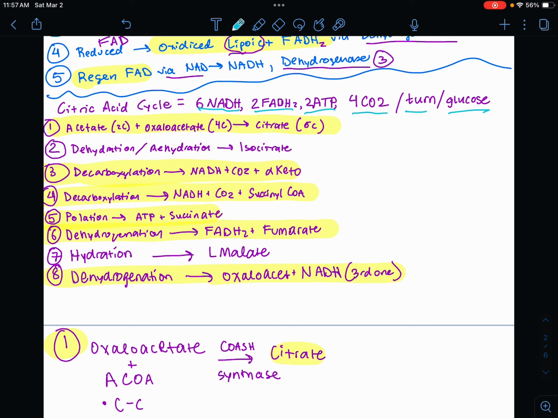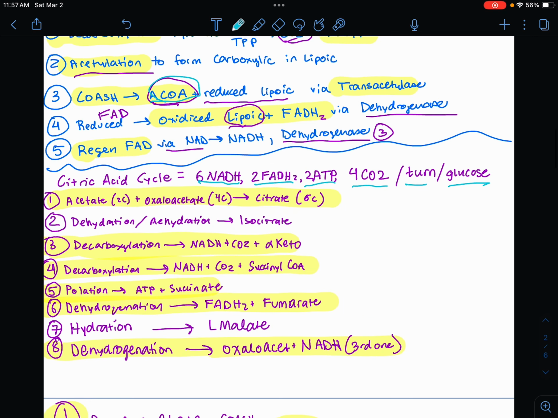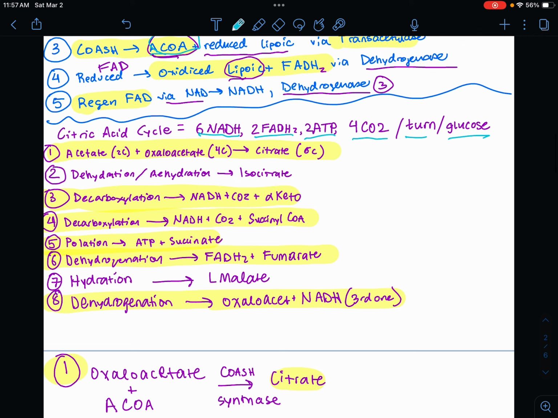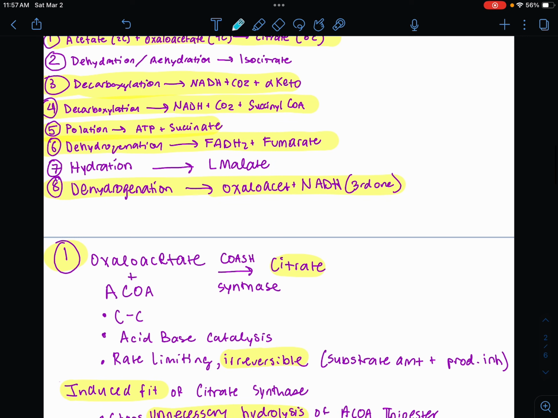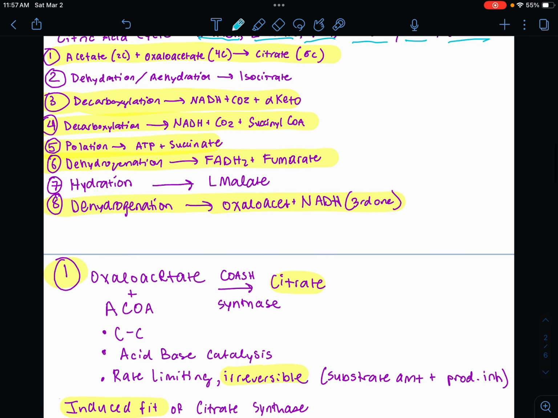Alright, so step 1, this is just like a rundown. Step 1, acetate, which is a 2-carbon molecule from our acetyl-CoA, plus oxaloacetate, which is a 4-carbon. We're going to make citrate using the citrate synthase. We're going to make a carbon-carbon bond. Step 2, dehydration and rehydration will create isomerization, and we're going to get to our isocitrate. We're going to be using an aconitase, that's the enzyme in step 2.